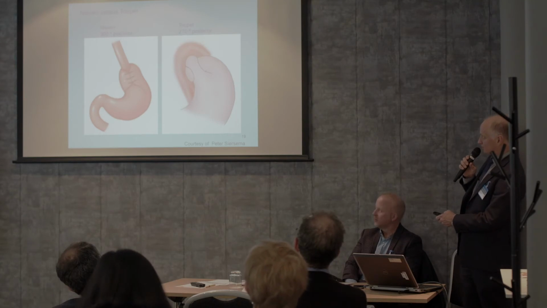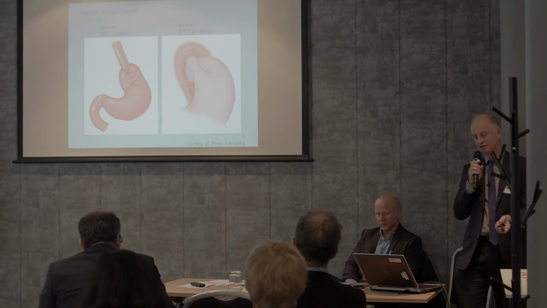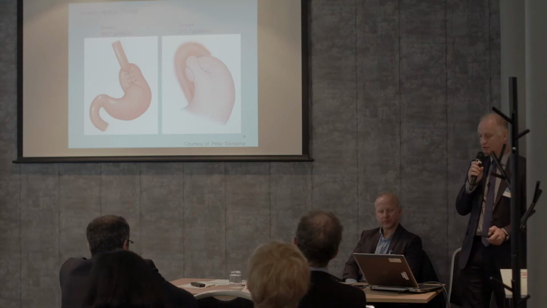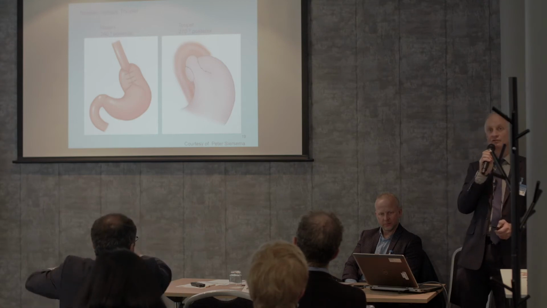Diagrammatically, this is what a Nissen looks like. It's all the way around, and then the other operations which are partial are called a toupee, which is a posterior partial wrap, and then there are anterior partial wraps, all equally effective if the surgeon has been well trained and he does the operation frequently.